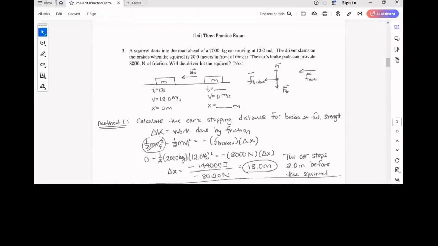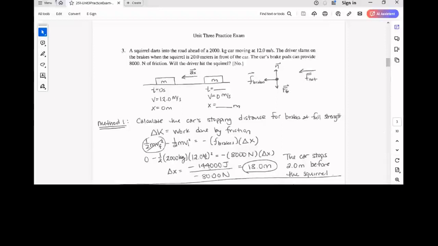Number 3, a squirrel darts into the road ahead of a 2,000 kilogram car moving at 12.0 meters per second. The driver slams on the brakes when the squirrel is 20.0 meters in front of the car. The car's brake pads can provide 8,000 newtons of friction. Will the driver hit the squirrel?